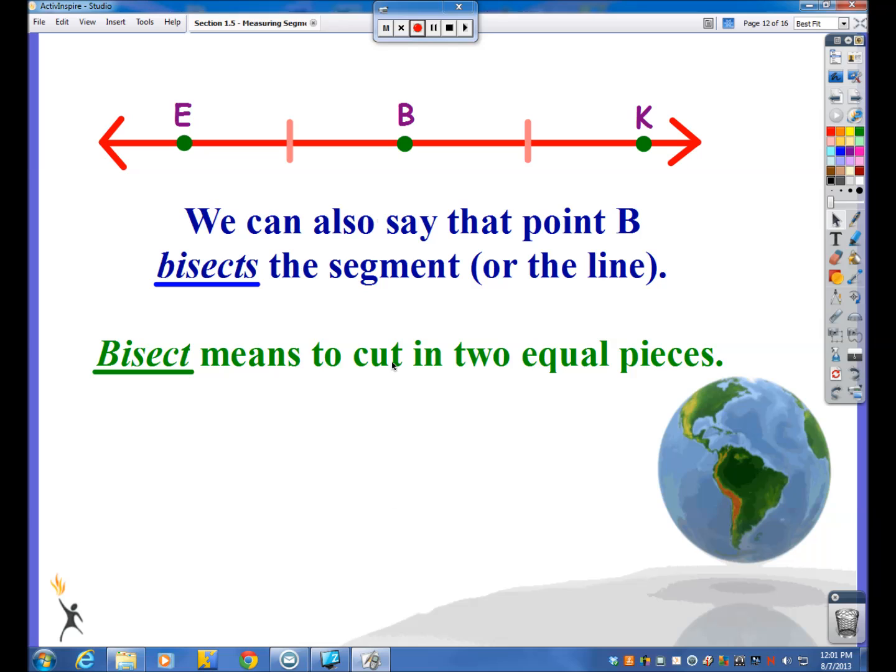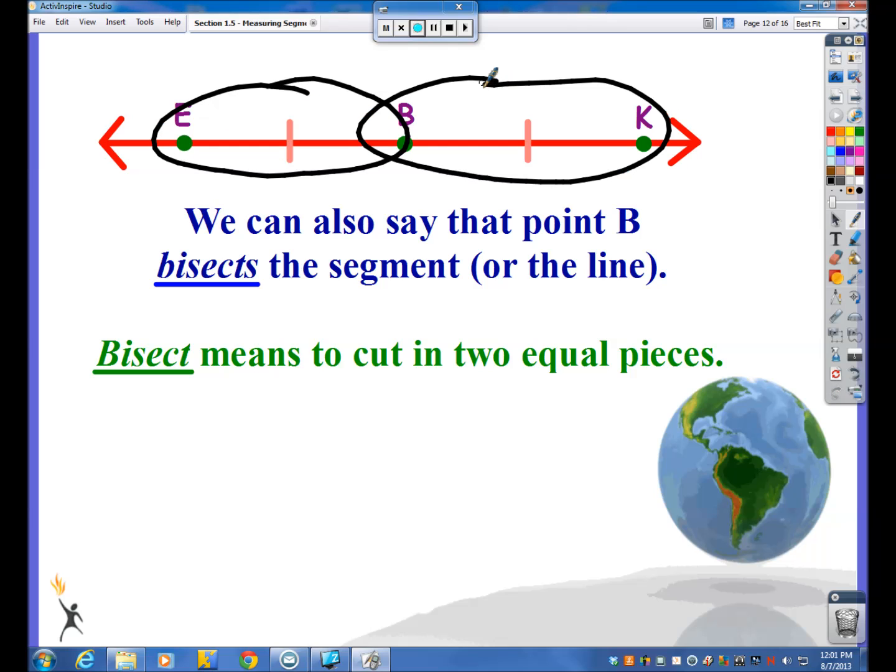We can also say that point B, in this case, bisects the segment, or the line, if you will. Bisect means to cut into two equal pieces. We said if B is right here, that means that it is splitting EK up into two equal pieces. So we will definitely use the term bisect a lot. Okay, bisect, you can kind of break that word down. Bi means two, and sect means cut.